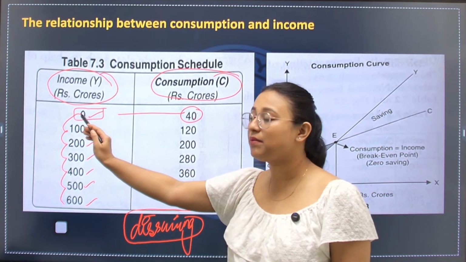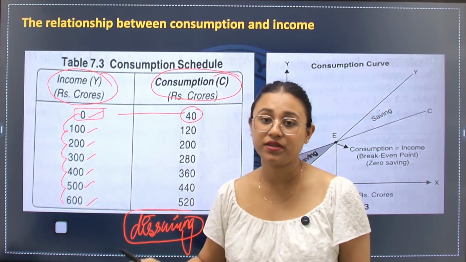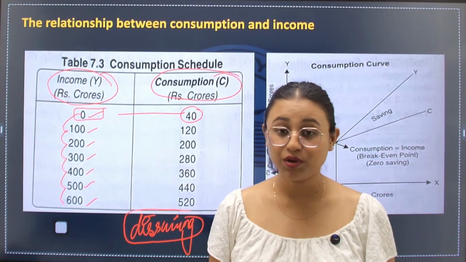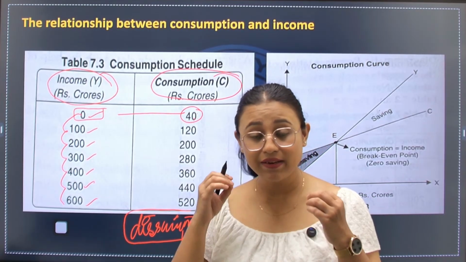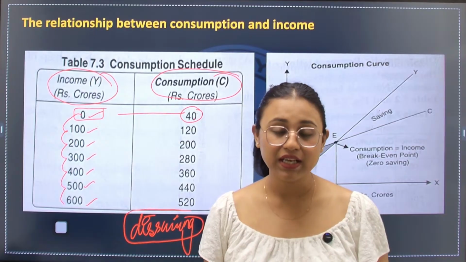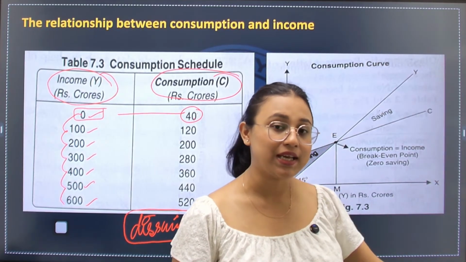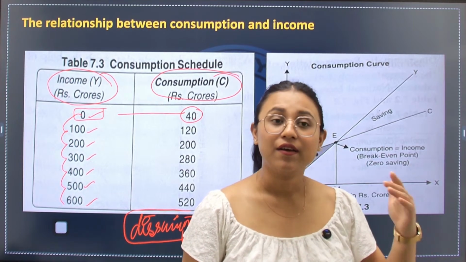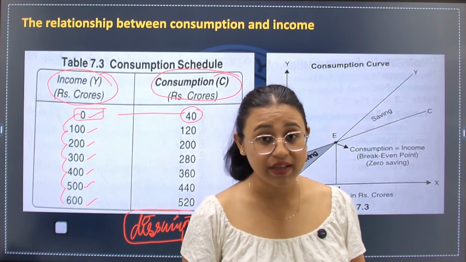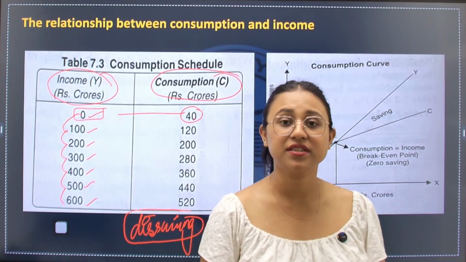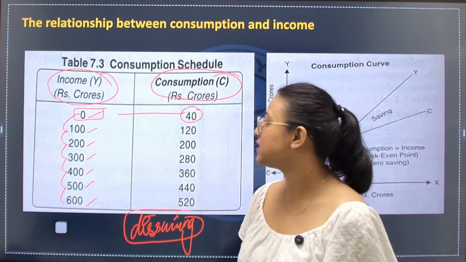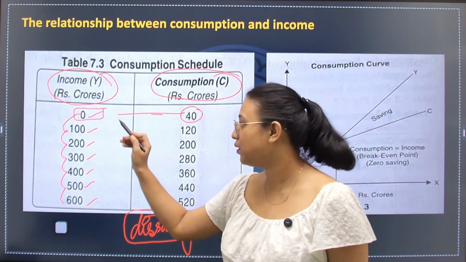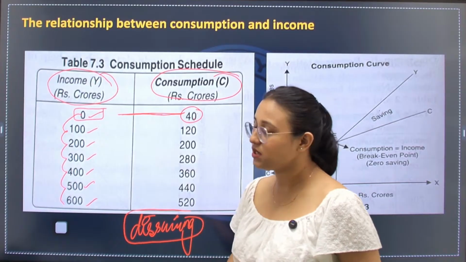So even when income is 0, the consumption can never be 0, because people cannot stay without eating. Even when income is 0, there is something that people will eat. How? By using money that they have saved previously. So when you use money from what you have saved in previous years, it is said to be dissaving. So when your income is 0, you see that consumption is 40.